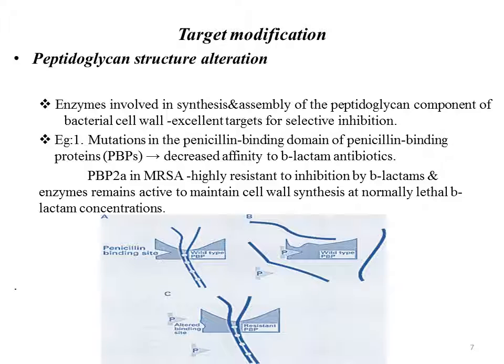From the figure, figure A shows the penicillin binding site in penicillin binding protein. When penicillin binds to the penicillin binding site, it leads to inhibition of enzymes which are involved in the synthesis of peptidoglycan components. Whereas in figure C, due to mutation, there is an altered binding site for penicillin, and hence it inhibits the penicillin binding, thereby the bacteria is rendered resistant to penicillin.